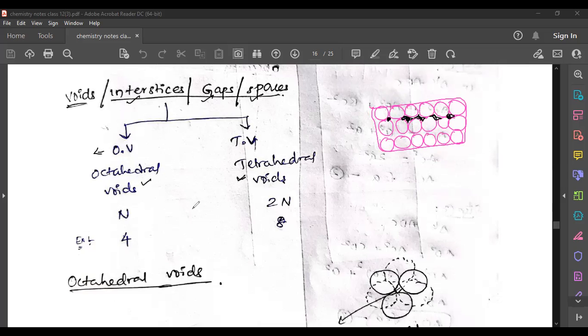Okay. So what is the meaning of these n and 2n numbers? Anyone? What is the meaning of n and 2n? Sir, the number of voids. The number of voids. Good.